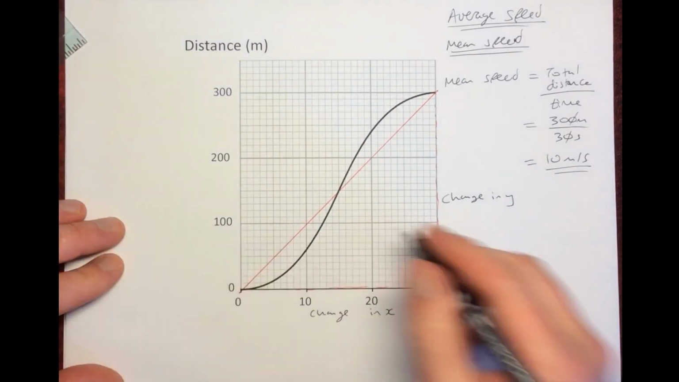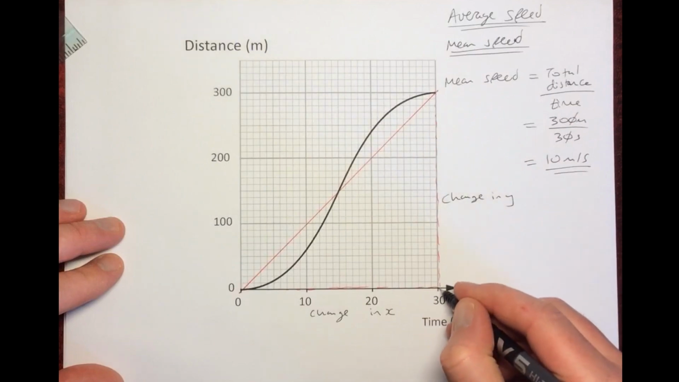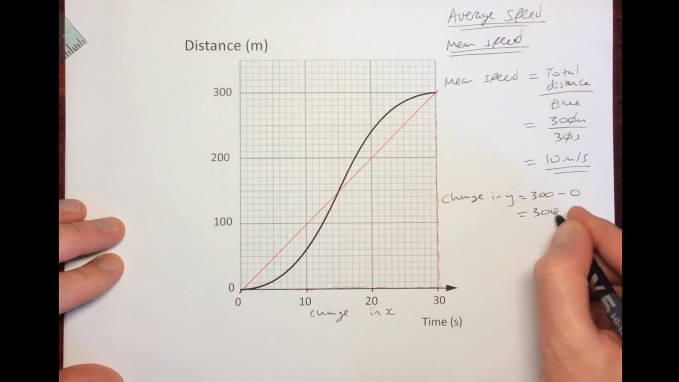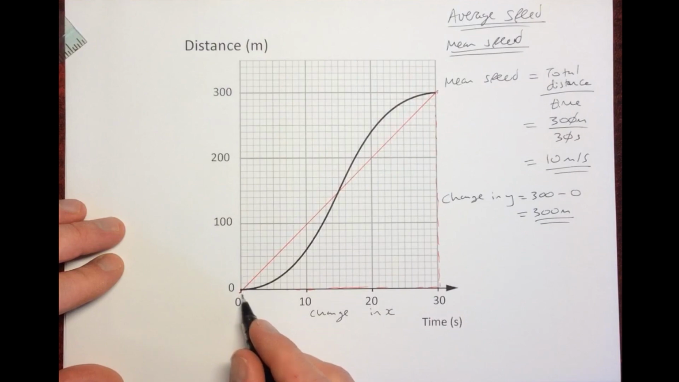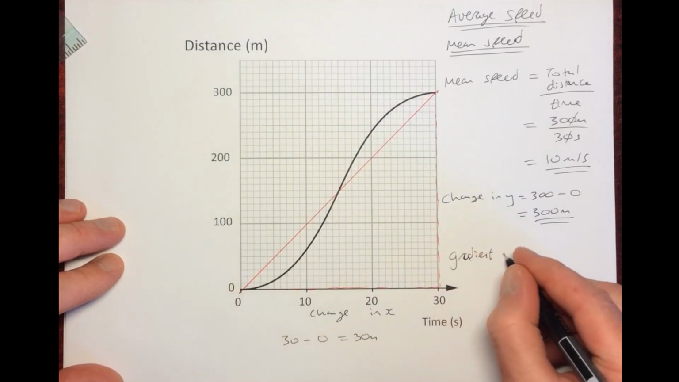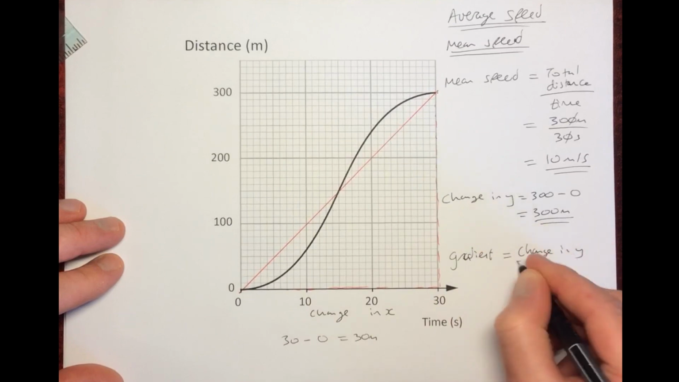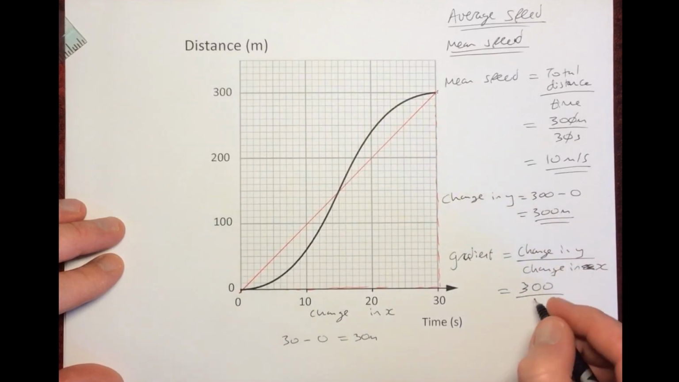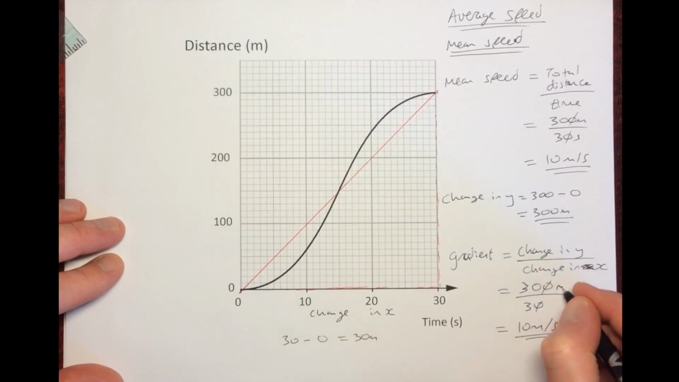the x value. Now on the y-axis we're going from 0 metres up to 300 metres. So the change in y equals 300 minus 0, which is 300 metres. The change in the x value, we're going from 0 to 30. So the change in x here is 30 minus 0, which is 30. And then the gradient equals the change in y over the change in the x value. So that's going to be 300, because that's the change in y, divided by the change in x, which is 30, and that gives you again 10 metres per second. It's the same, because that was metres and that was seconds. So it doesn't matter which way you do it, you get the same answer.